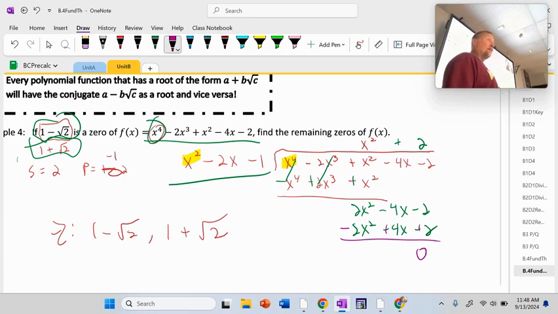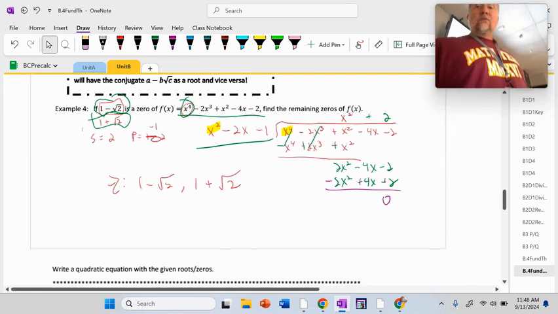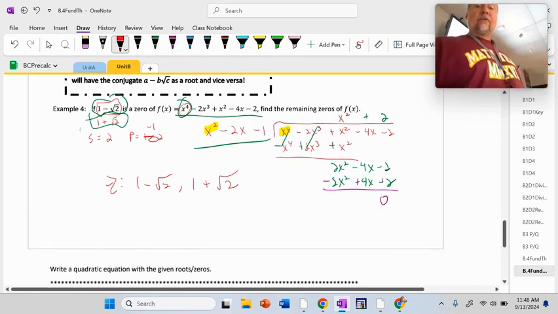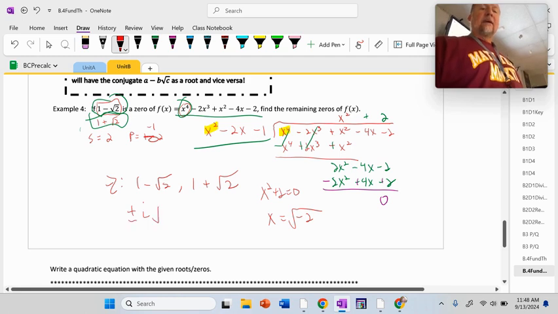Okay? So that actually was not that bad. That may be a choice that you like. But the remaining 2 zeros come from this depressed polynomial now. X squared plus 2 equals 0. X equals plus or minus the square root of -2. So that means plus or minus i root 2.